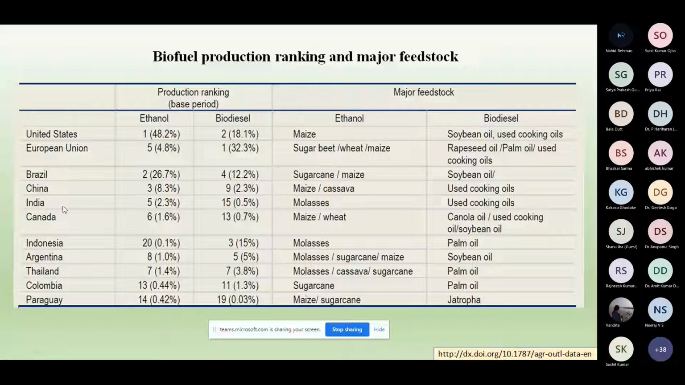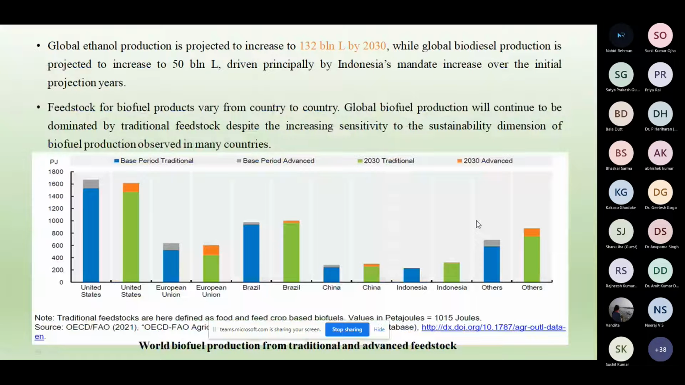Like we are interested in India, you see that for ethanol we go for molasses, and for biodiesel we go for the used cooking oil. Like US, they basically use the maize and its residues, and for biodiesel they use the soybean oil or the cooking oil. Brazil, you might be interested, they use either maize or sugarcane for the ethanol production, and for biodiesel they are basically using soybean. Okay, you can read later on as per your requirement.